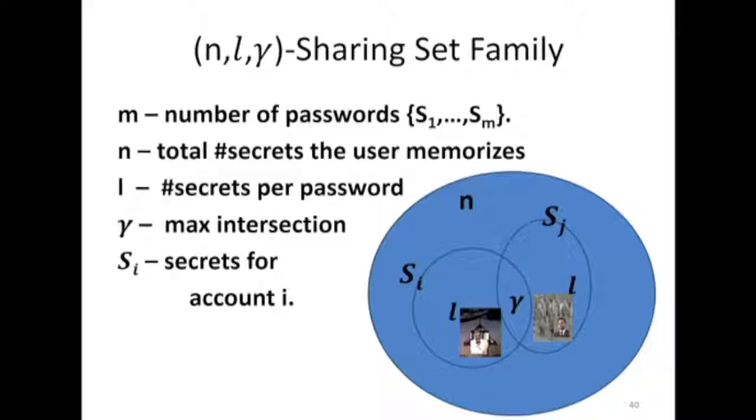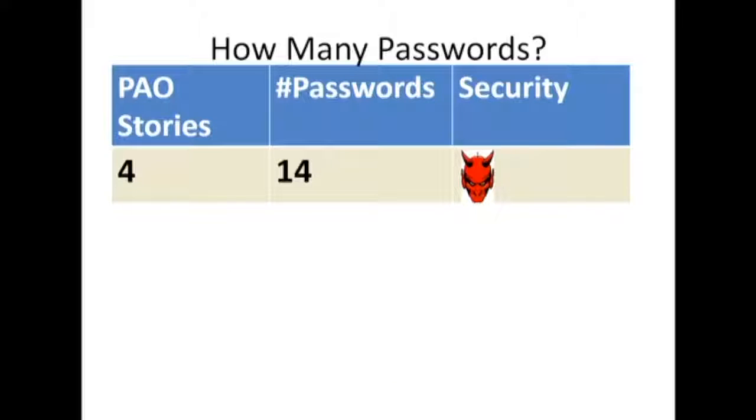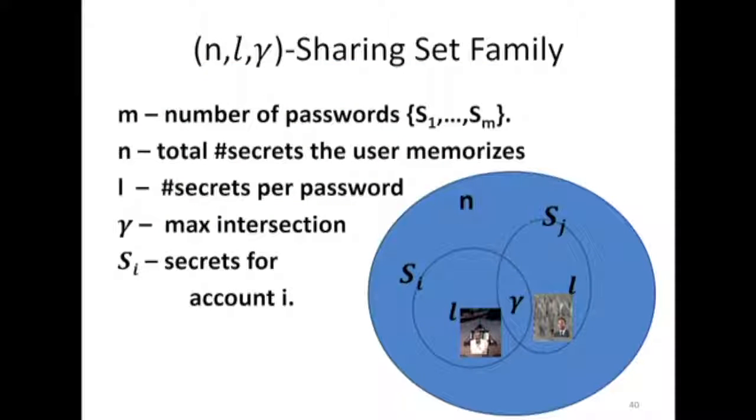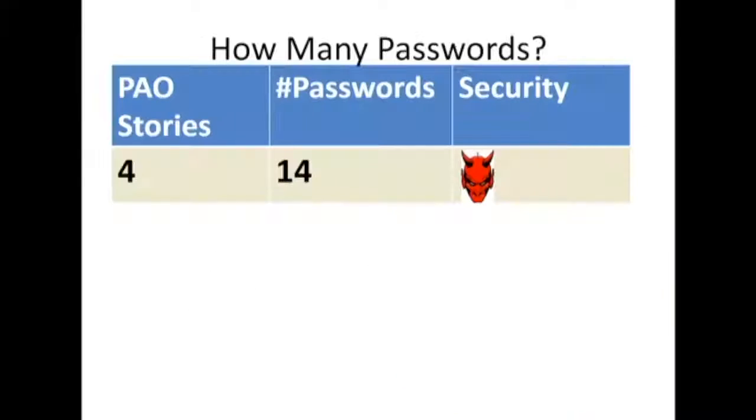So here, M is the total number of passwords. Each subset corresponds to the secrets that the user might use at a particular account. For example, Si is the secrets that you use to authenticate to account i. And gamma tells you how much information one password might leak about another password. L tells you how long each password is. And N is the total number of secrets that the user has to memorize. This is an N, L, gamma sharing set family.